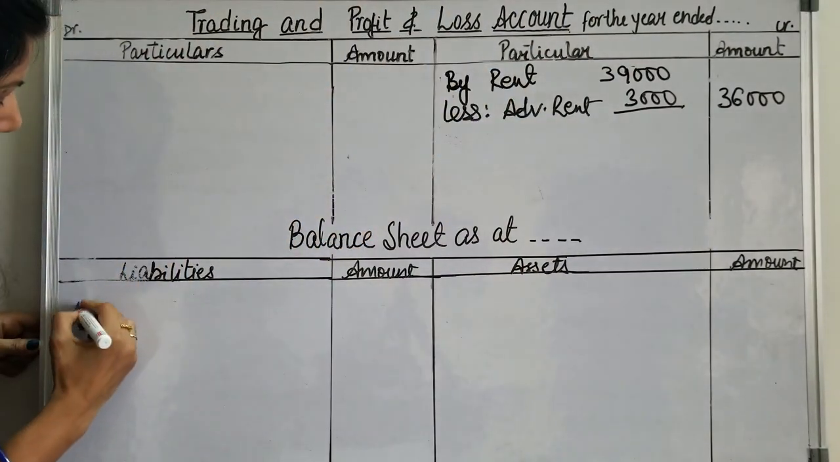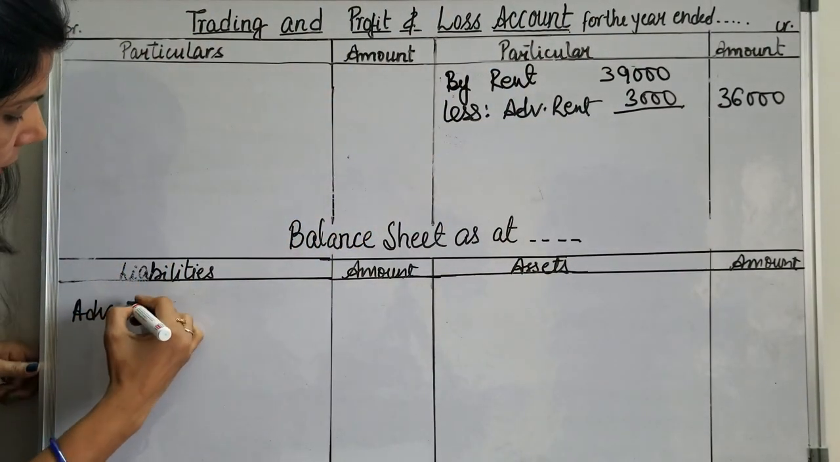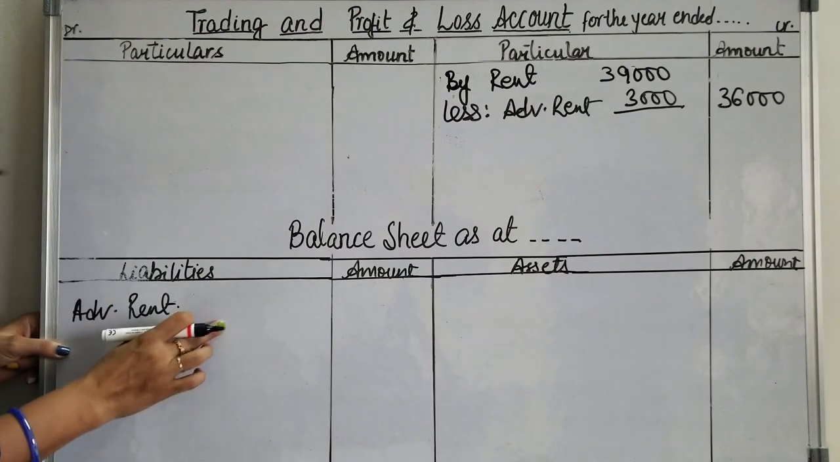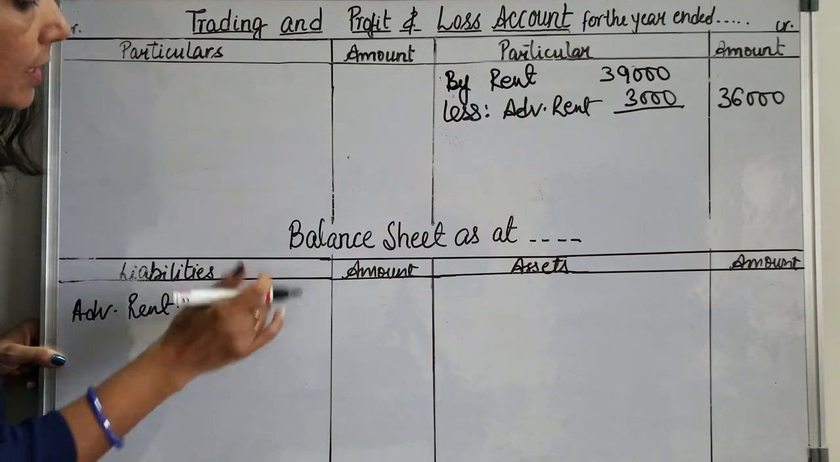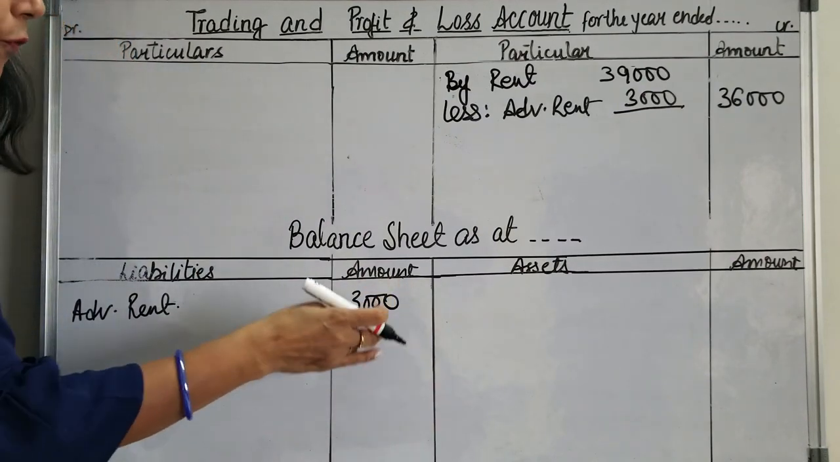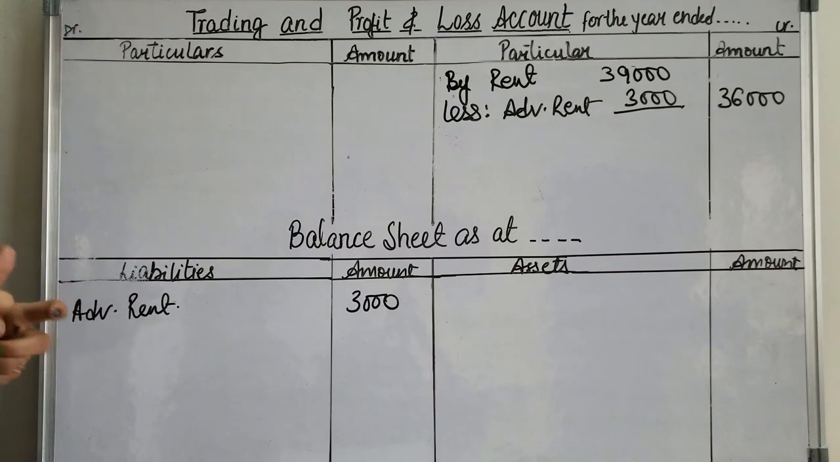Advance rent will be recorded on the liability side of the balance sheet, as this income actually does not belong to this year. So this amount of rupees 3,000 will be recorded on the liability side of the balance sheet.